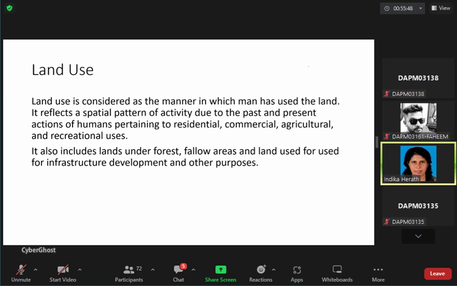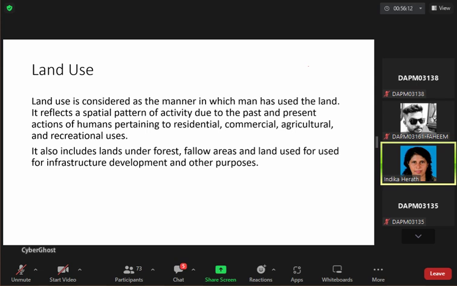So there are some definitions that we have to use. Some of you may have already heard a word called land use. Though these are two words, we use land use as one term. So we use a term called land use. Land use is considered as the manner in which man has used the land.